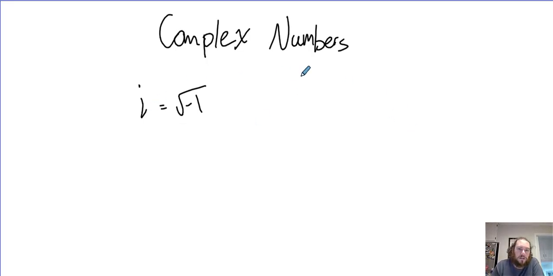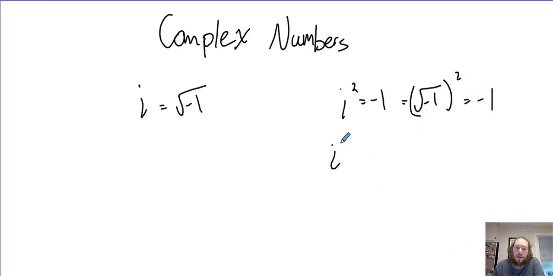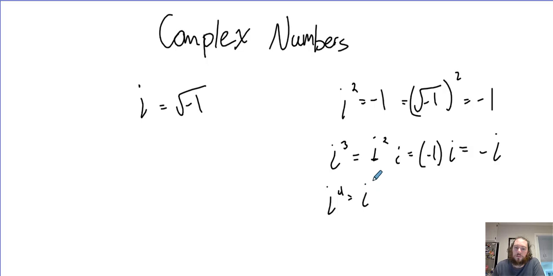Right? A couple of things to note about i. So i squared is equal to -1. And that makes sense because if i is equal to the square root of -1, then we have the square root of -1 squared, and that is equal to -1. And then i to the 3 is equal to i squared times i. Well, we just said that i squared is equal to -1, so i to the 3 is equal to -i. And then i to the 4th is equal to i squared times i squared, which would be -1 times -1, which is equal to 1.